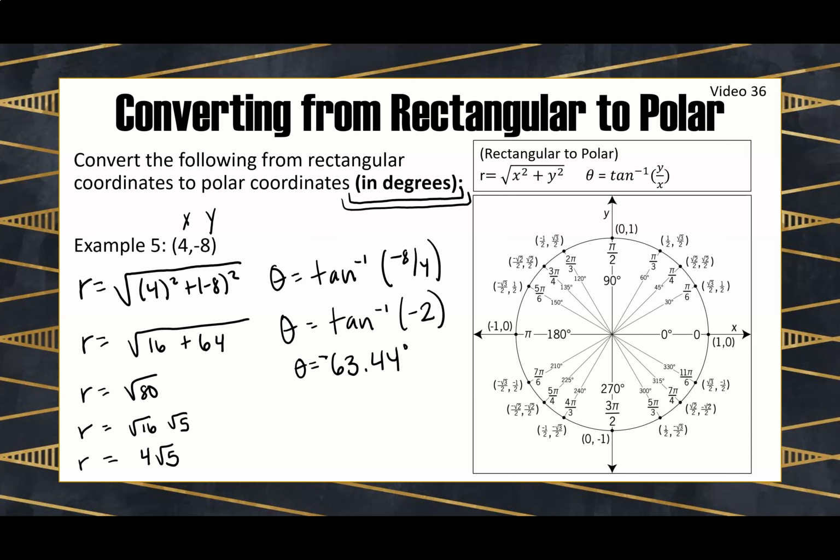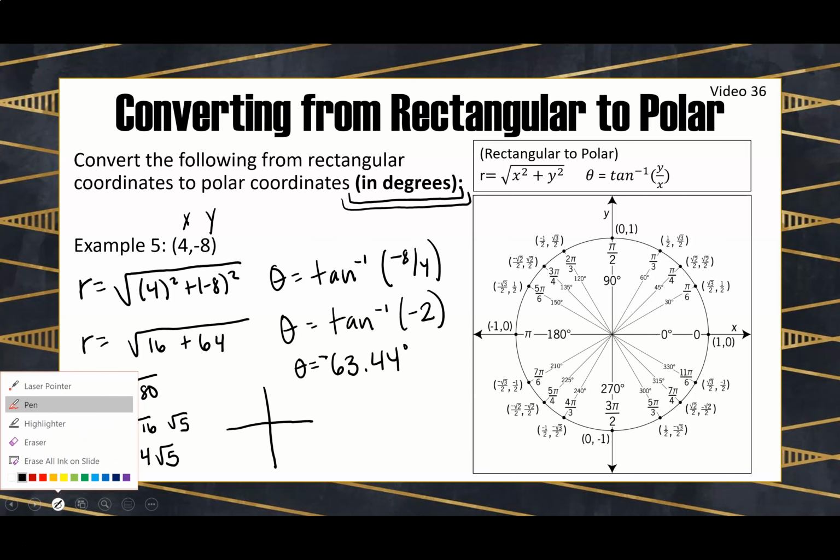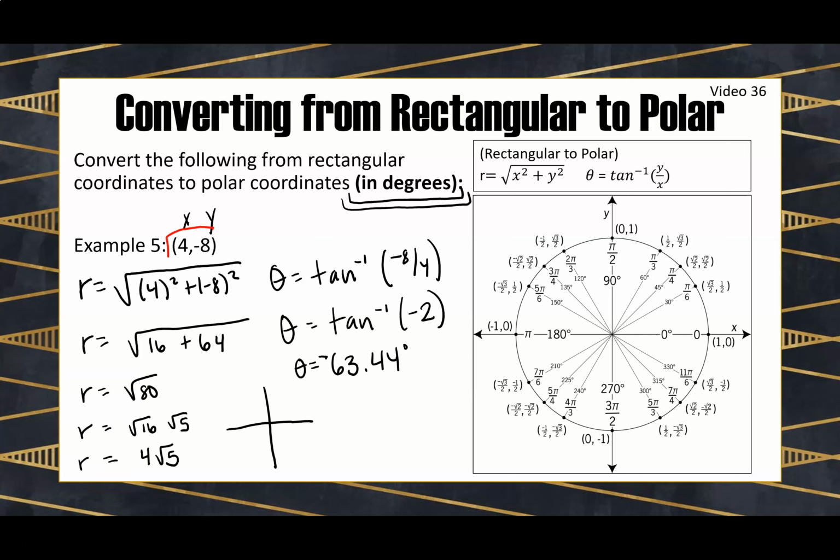So where are we at? Let's look at our coordinate. We always have to stop and say, where am I? Well, I'm at 4, negative 8. So 4 and then negative 8. Okay. So you just got that this angle right here is 63.44 degrees. And that makes sense why it's a negative, right? Because it goes below the x-axis.